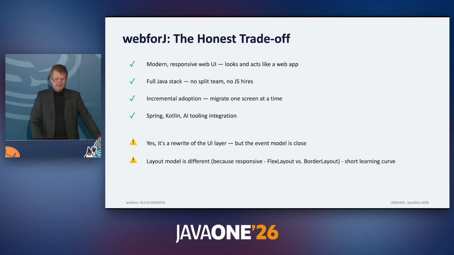Now also here, while it's modern in the web UI, you have a full Java stack, so we have addressed the concern with the two teams, the split brain. We can do an incremental adoption. We have Spring, Kotlin, AI tooling, all the things we need. But now we're actually redoing the UI layer of the application. So this is a migration that can be assisted by AI, but that means you're implementing something new.